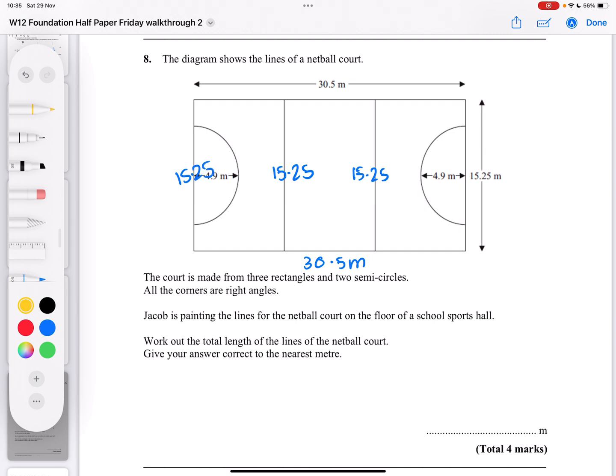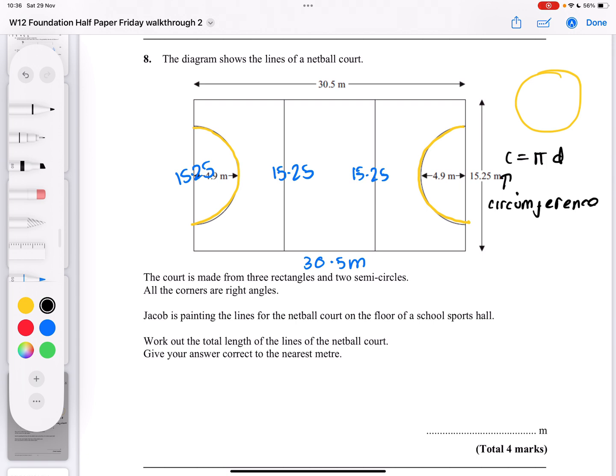And then the last part that we need to consider is the length of 2 of these semicircles. So when we put 2 semicircles together, we'll get a circle. I check my formula sheet for the circumference formula, because circumference is the length of a circle that we call the circumference or the perimeter. And that's the formula we need to use, not the area.